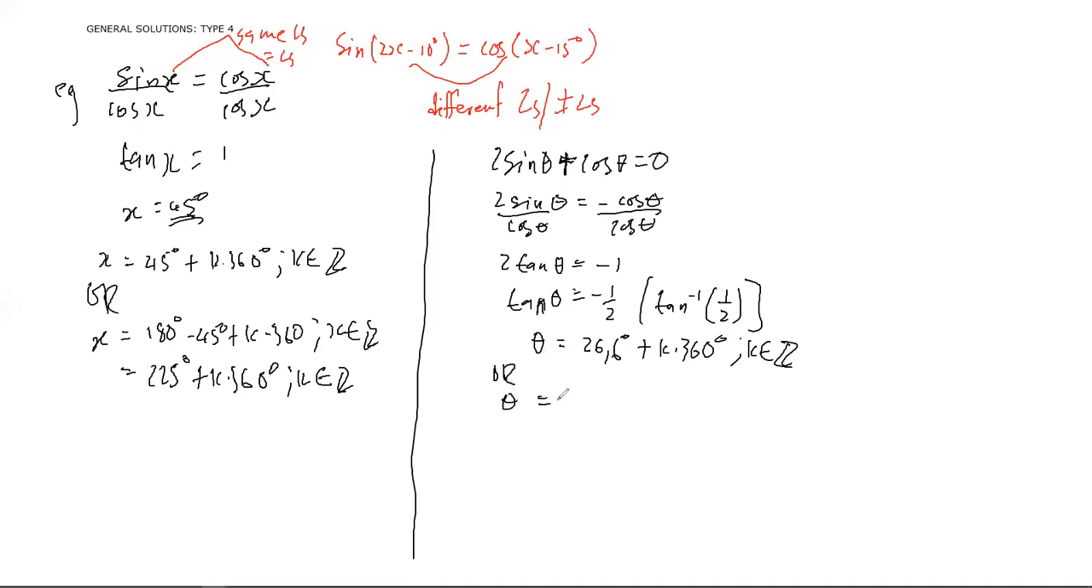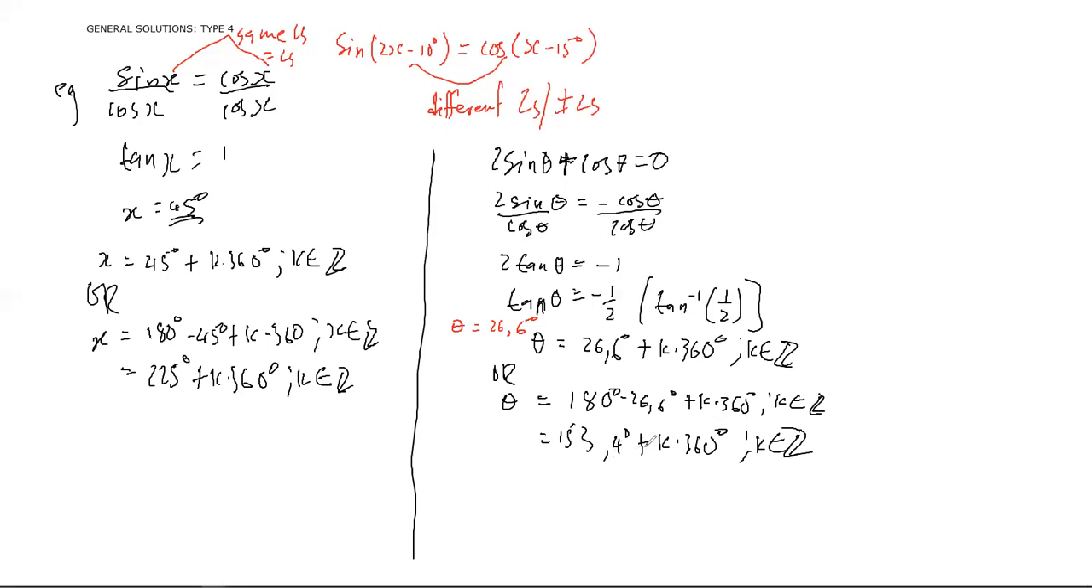For the second solution, if I want theta, I can simply say 180 minus my reference angle. My reference angle theta is 26.6 degrees. So 180 minus 26.6 plus k times 360, and I indicate that k is an integer. Doing the math, you get 153.4 degrees plus k times 360, and k is an integer. And really that's about it. That's the long and the short of it. You are done finding the general solution.